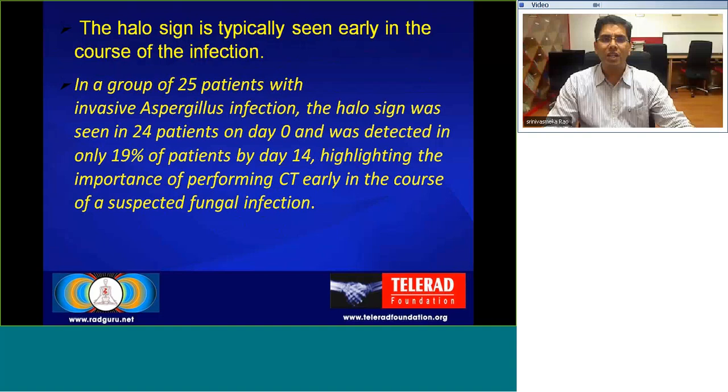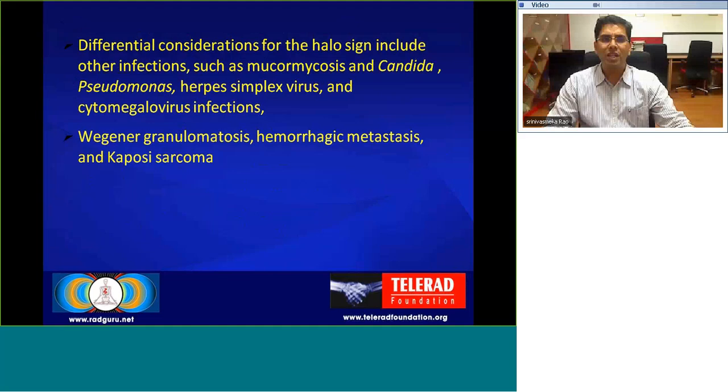So it is important that the patients need to be imaged early. Here there was a study done in a group of 25 patients with invasive Aspergillus infection. The halo sign was seen in 24 patients on day 0 and was detected in 19% of patients by day 14. So hence the earlier the better. The earlier you can diagnose this fungal infection, the sooner appropriate antifungal therapy can be initiated.